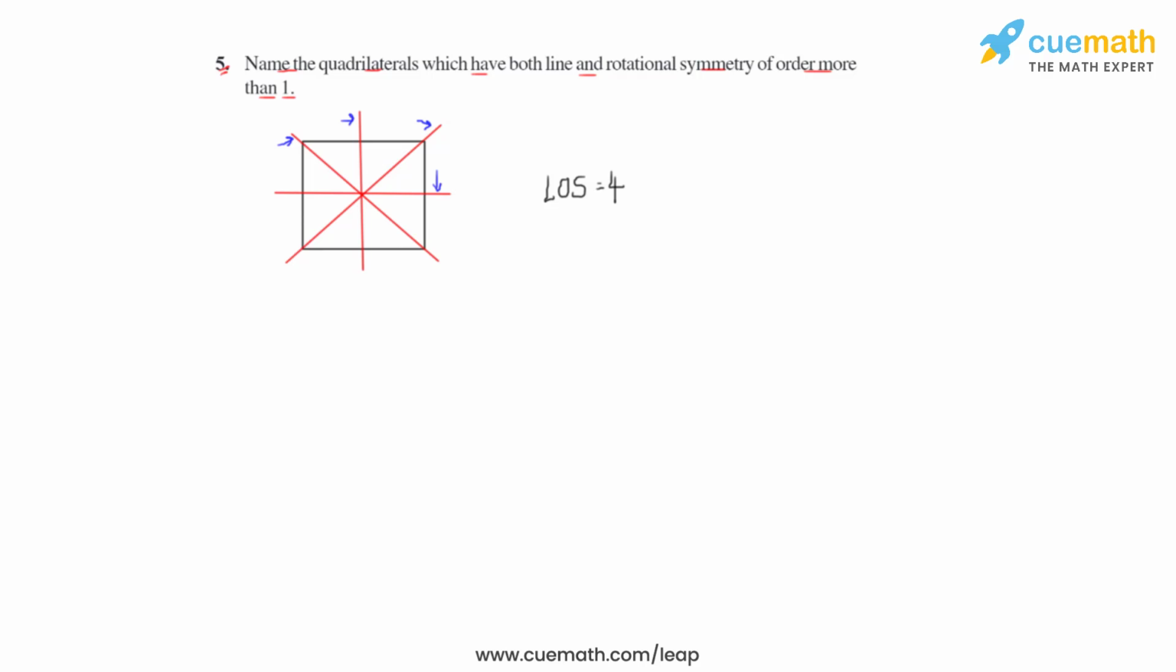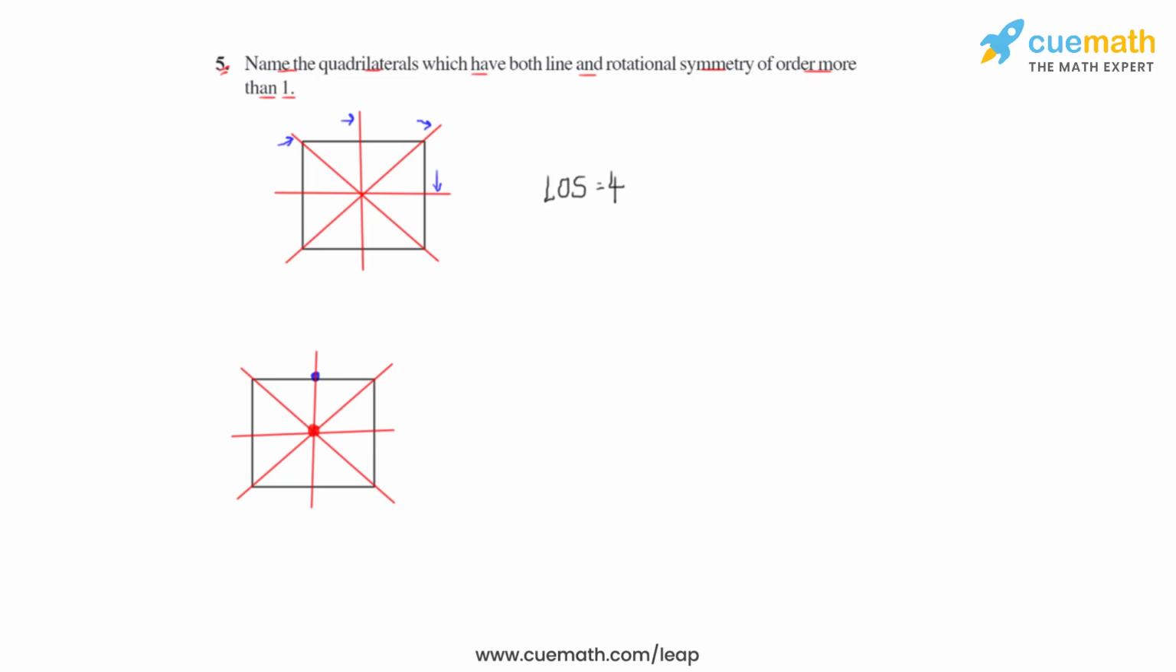Now let us see how the rotational symmetry works for this square. So let us again consider the figure, and the point where the lines of symmetry intersect is the fixed point about which this figure is going to be rotated. Let us also consider a blue point such that we'll get the idea of rotation based on the change in the position of this blue point.